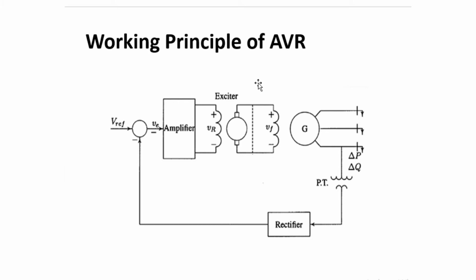So students, you can see the working principle of the AVR, how it increases our terminal voltage by comparing it with the reference voltage and creating an error signal. This error signal is then used to increase or decrease the excitation of the generator, and according to this error signal the field current will increase or decrease to maintain the terminal voltage at a constant value by increasing or decreasing our reactive power.